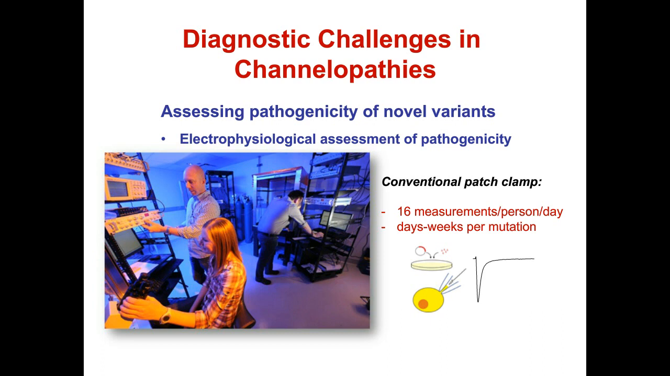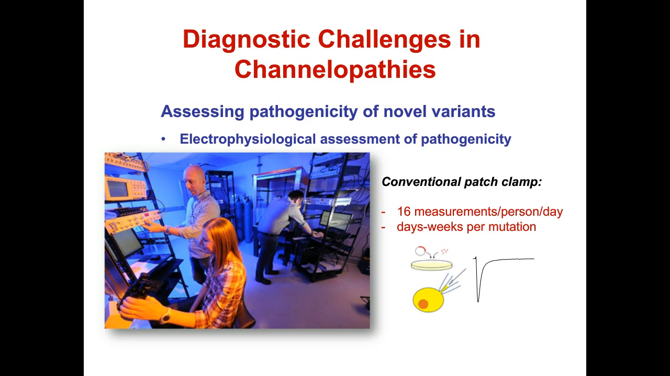And this is basically because of the limitation of conventional patch clamp recording. Even the best, most experienced patch clampers, like the three featured in this slide, who are members of my laboratory, can at best probably get on average maybe 16 good measurements a day, and therefore it takes several days to maybe a few weeks to do a thorough job of studying an individual mutation. And so when faced with the tsunami of genetic variants, this method is really not up to the task.